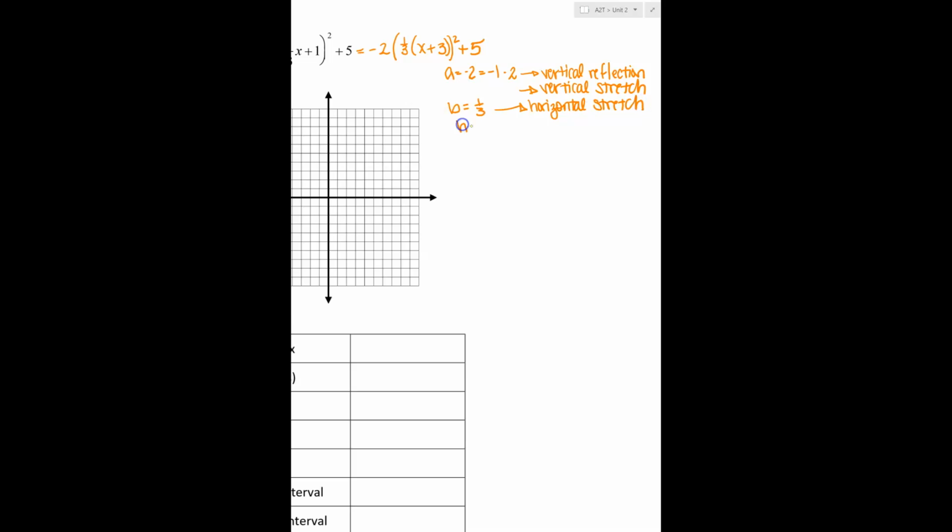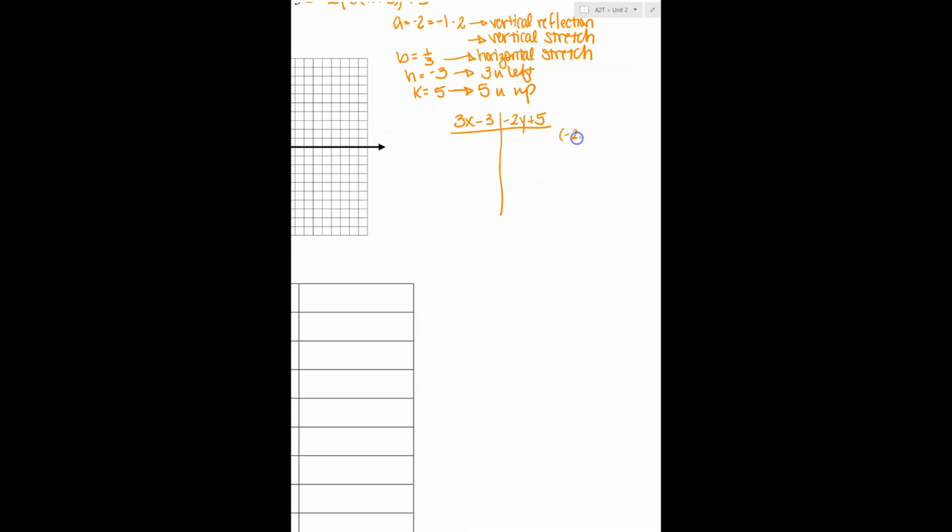All right, our h is a -3, so we're going to go 3 units left. And our k is a 5, so we're going to go 5 units up. All right, here we go. In the transformation chart, we're going to have 3. We take the reciprocal of b times x minus 3. And then a, which is -2y plus 5.